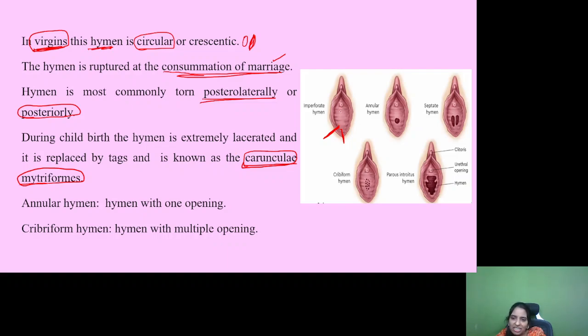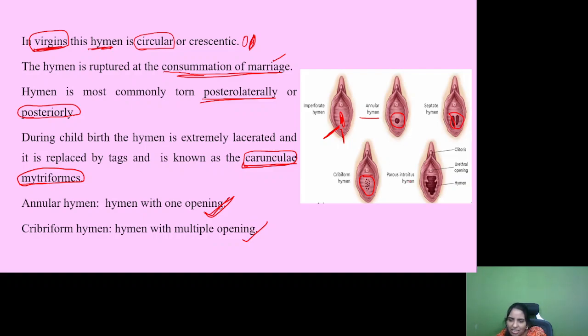See here, imperforate. It is completely closed. Imperforate means closed, right? Annular, only one opening in the hymen. Septate hymen, the hymen is divided by a septum. See here, the septa is there. And cribriform. Cribriform means multiple openings. Multiple openings, like the sieve we see in our house, with which we refine our flour, rice flour or suji, like that. So multiple openings will be there. This is known as cribriform, with multiple openings. Only one opening is annular hymen. Multiple openings is cribriform hymen.